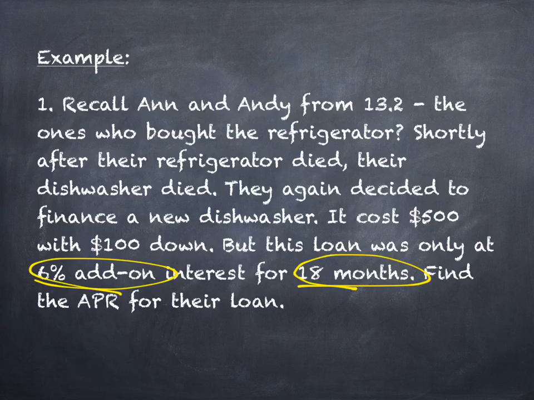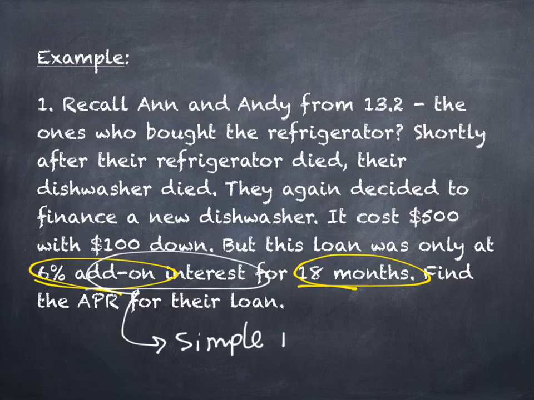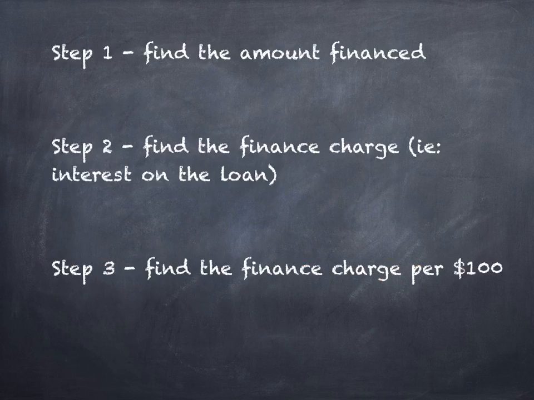Let me make a comment. Add-on interest is the same thing as simple interest. We talked about that before. It's a simple interest. And we're supposed to find the APR for their loan. So it sounds like the APR should just be the 6%, but it isn't. It is not the 6%. And that's what this table 5 is going to help us find. But let's do just a couple of steps before we get there to find out what's going on.